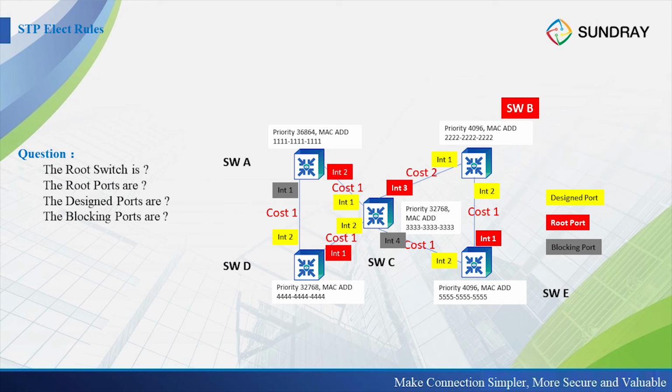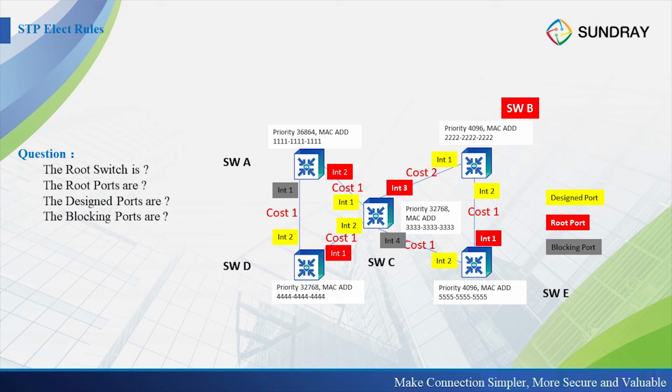The MAC address of switch B is this one, 12.2. So it's smaller. The MAC address is smaller than switch E's. So we choose switch B as the root bridge because it has the smallest bridge ID.